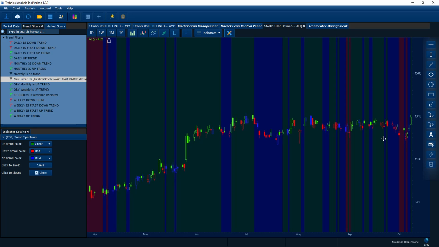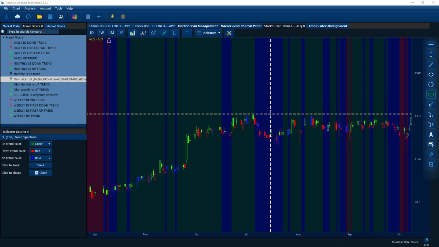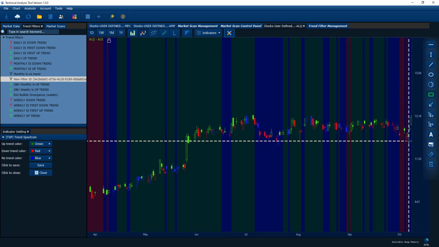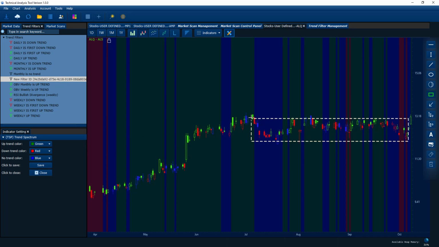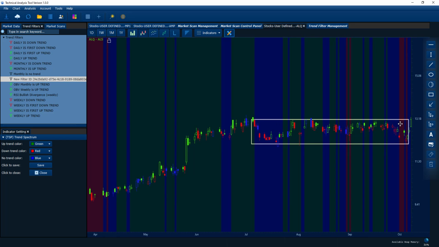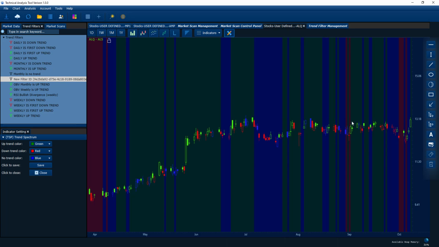For example, when it breaks up from this rectangle trading range, just a very quick example, you want to see the first time that the security is turning green again. It's the first green bar, an uptrend bar. So you can provide those scans here. I will talk about more later.